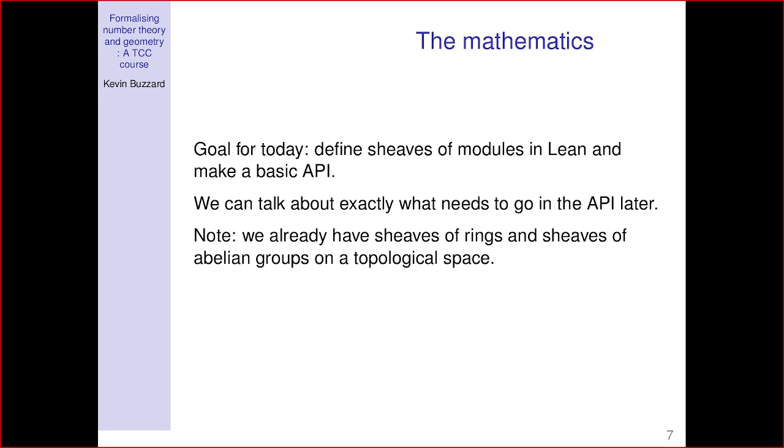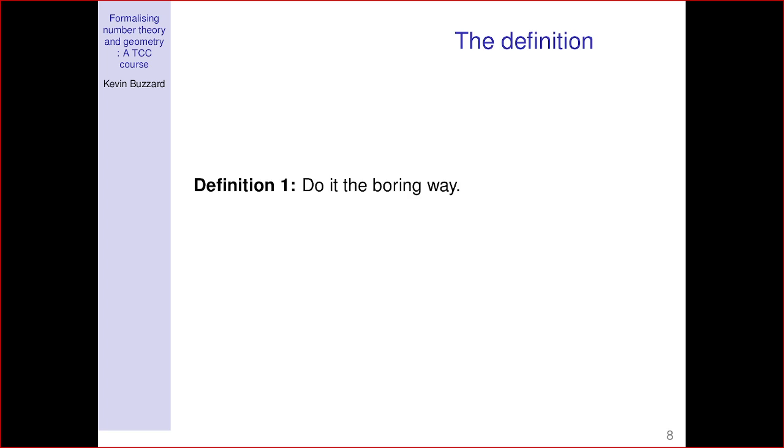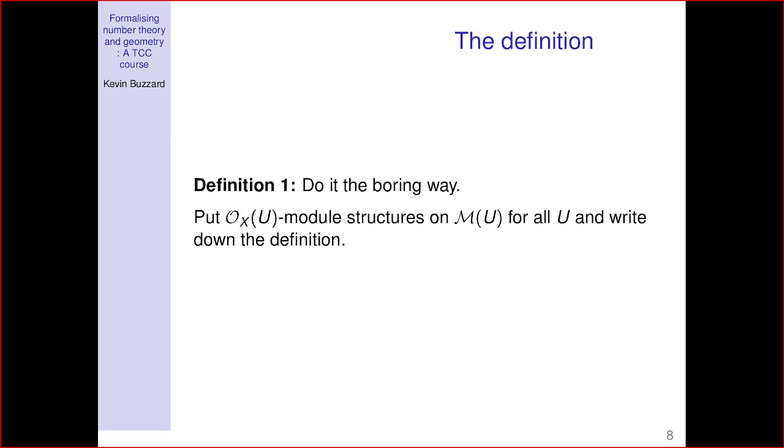I'm just going to start making it. So Lean already has sheaves of rings and it already has sheaves of abelian groups, so we don't have to make any of those. We can just start with the modules. And in the last part of these slides, I'm going to talk about the different ways that we can make sheaves of modules. So the first way is just do it the boring way. Literally, take a sheaf of rings, we'll call it O_X. Take a sheaf of abelian groups, we'll call it M, and then we'll put O_X(U)-module structures on M(U) for all U, and then we'll have to figure out how they have to be compatible.